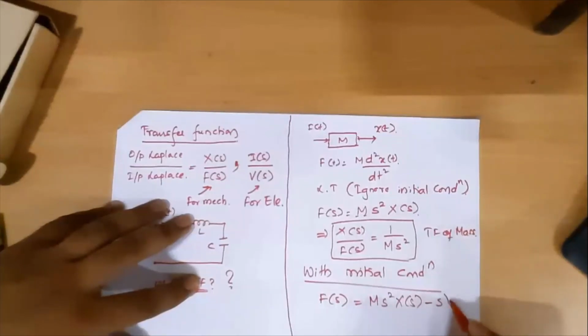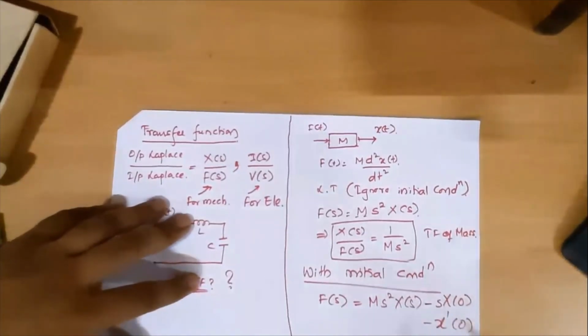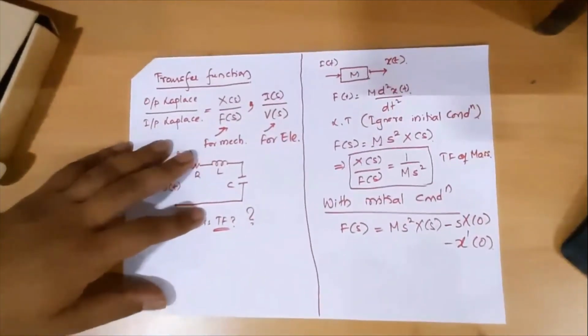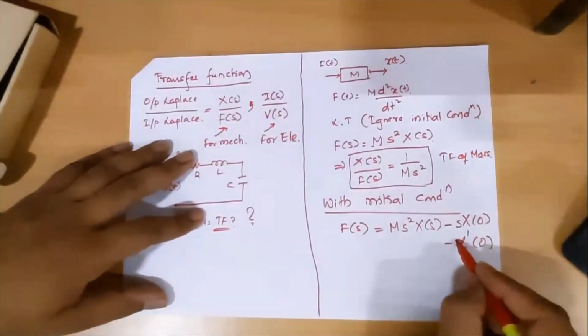Okay. So we usually subtract the initial condition. We usually, not usually, we always, we have to subtract. So why do we have to subtract? Why can't we add?